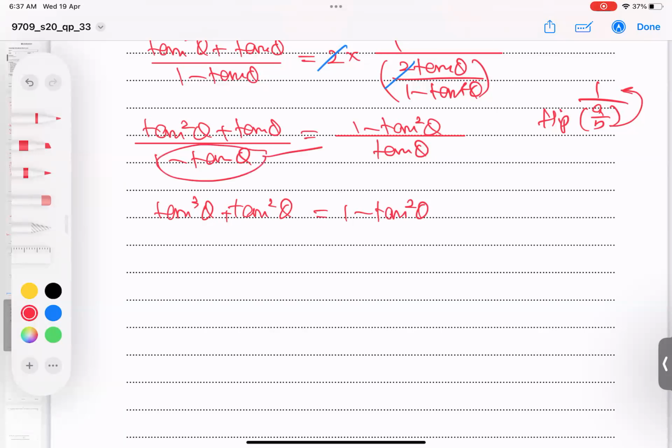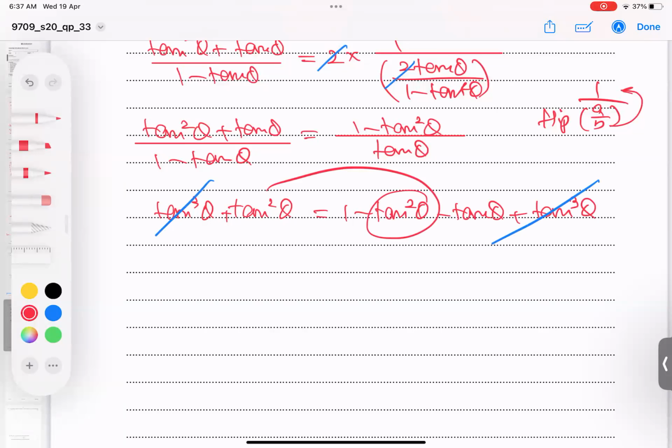And minus tan multiplied with this, I get minus tan theta. And minus multiplied with this becomes plus tan cube theta. You can see tan cube theta cancels out. So this tan square goes to this side and becomes 2 tan square theta. And this minus tan goes there and becomes plus tan theta. And this 1 goes there and becomes minus 1.